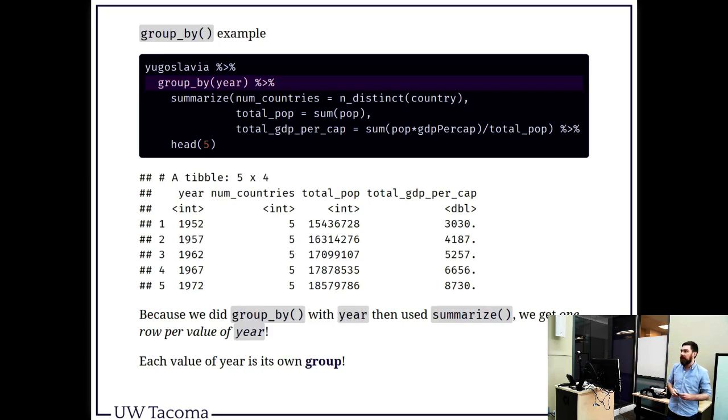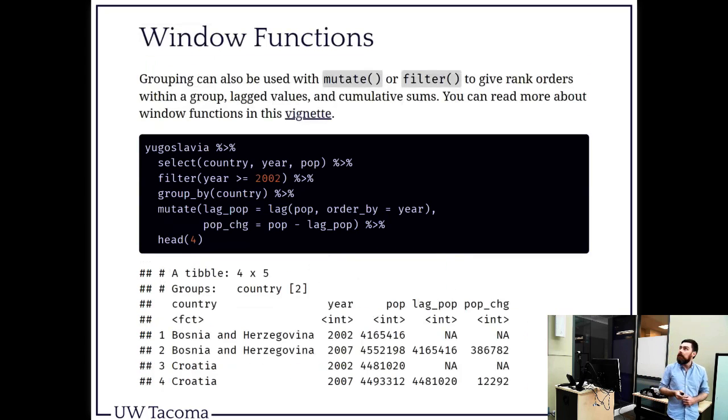There's just a wealth of stuff. I couldn't possibly lecture on probably half of dplyr in a day. Okay, so grouping can be used in combination with functions like mutate or filter to do things like generate rank orders within a group, lagged values, cumulative sums. If you're interested in these, which are called window functions, things that operate within a window or a group of something, there's a vignette there that you can go to that talks about how to work with these different window functions. Here's an example of one.